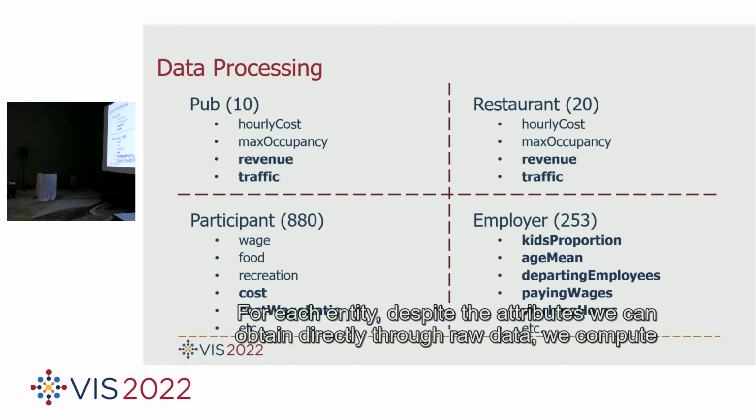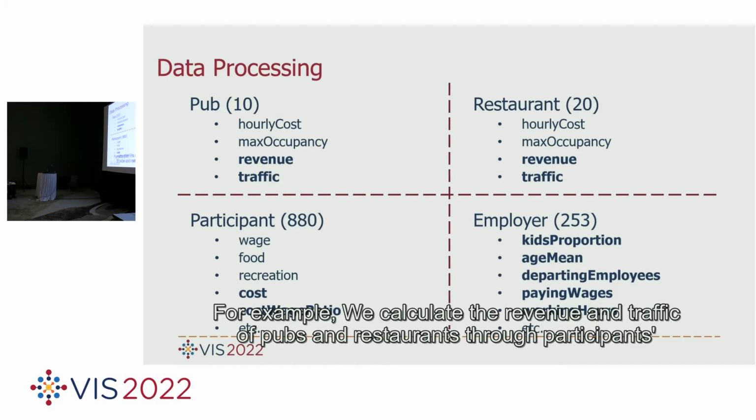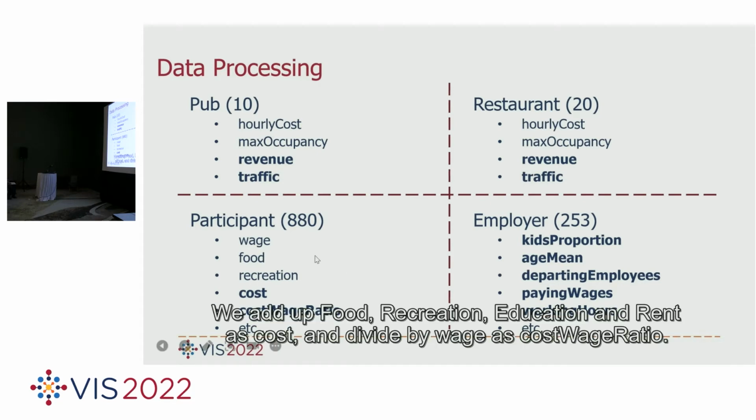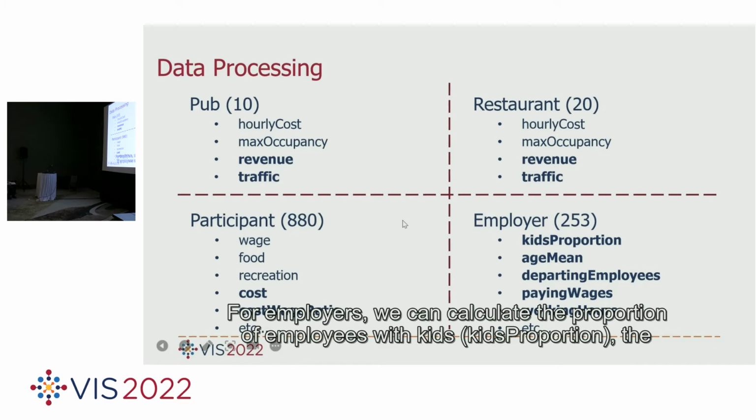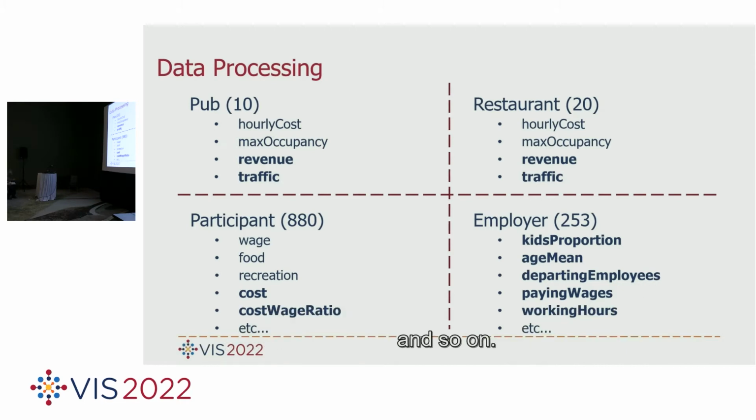For each entity, despite the attributes we can obtain directly through raw data, we compute some additional attributes. For example, we calculate the revenue and traffic of pubs and restaurants through participants' travel journal. We add up food, recreation, education, and rent as cost, and divide by wage as cost-wage ratio. For employers, we can calculate the proportion of employees with kids, the average age of employees, age mean, the number of departing employees, and so on.